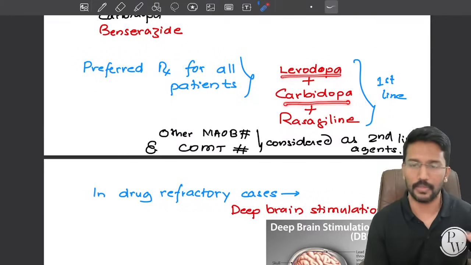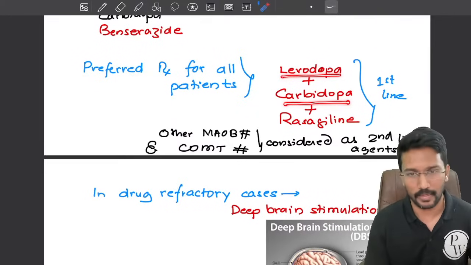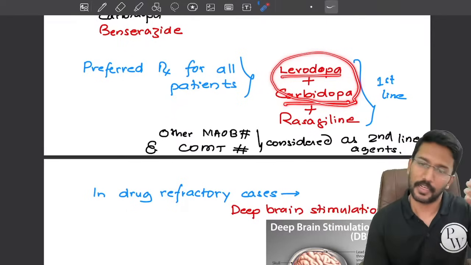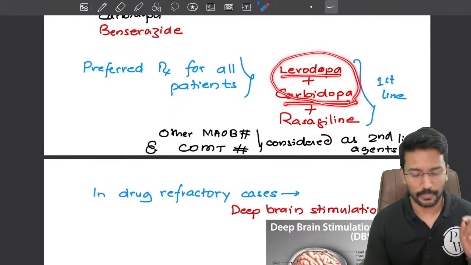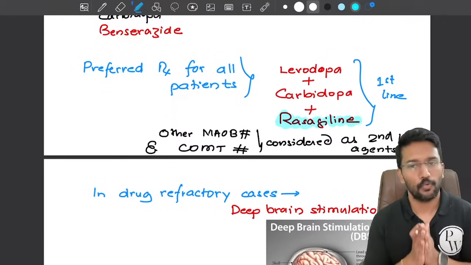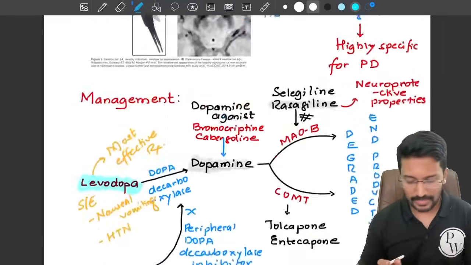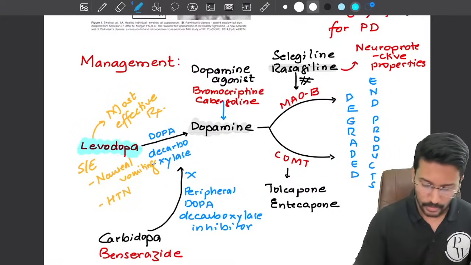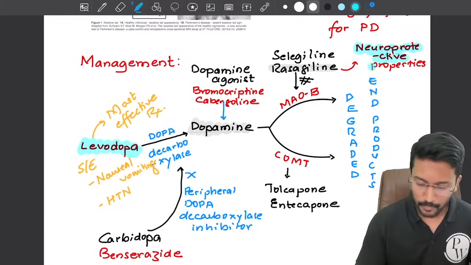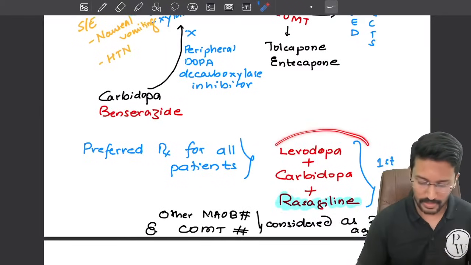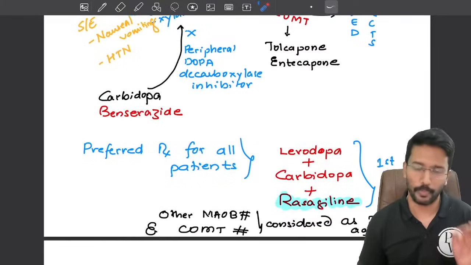You might have studied different things in pharmacology, but clinical medicine is slightly different. This will be the starting medication. The dose you can up titrate or down titrate depending on the symptoms. And for all patients, now we also tend to give rasagiline. Why we give rasagiline? Because rasagiline has neuroprotective properties. It can protect the dying neurons. So that's why we also add rasagiline. So these three drugs are the initial combination of medication.